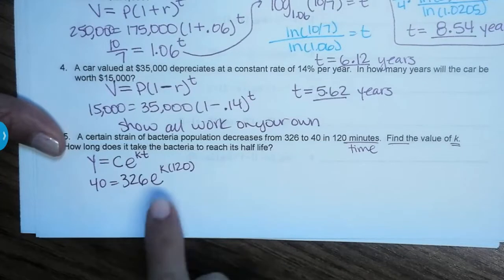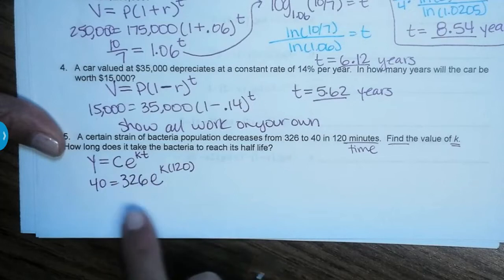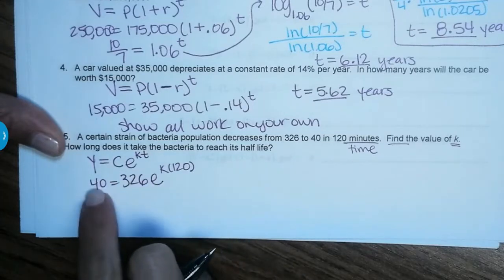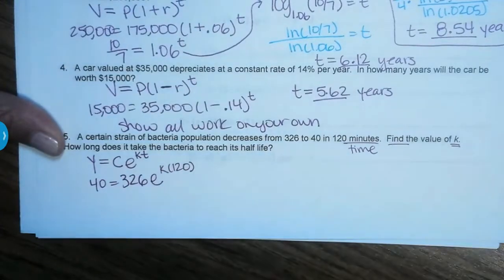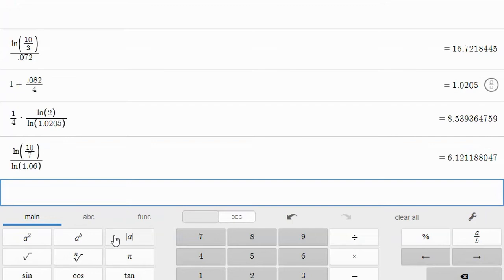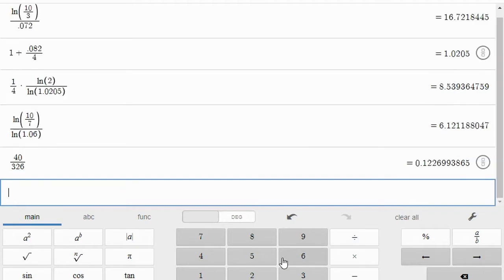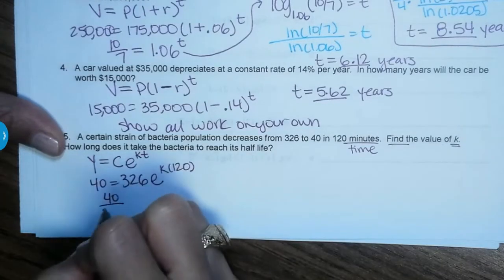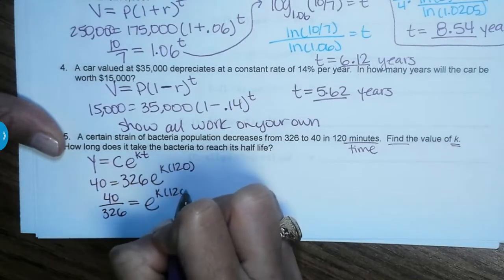So to find k, you're going to do what I've been showing you. You have to simplify this and change it to a log. So first, let's simplify 40 over 326. Go to your calculator or your Desmos calculator. 40 divided by 326. I don't know how to write that as a fraction, so let's just leave it as 40 over 326 equals e to the k times 120.